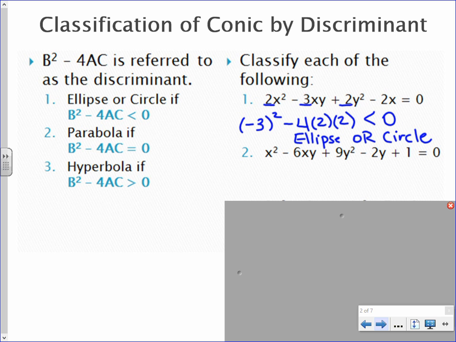Our second one, x squared minus 6y plus 9y squared minus 2y plus 1 equals 0.